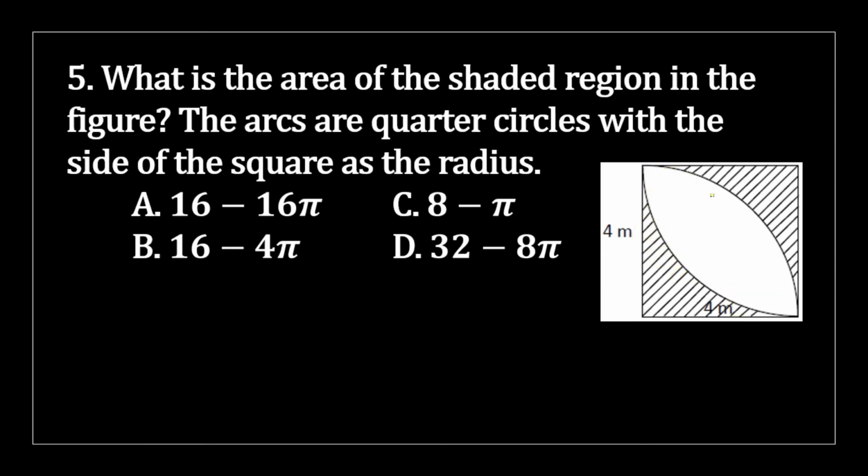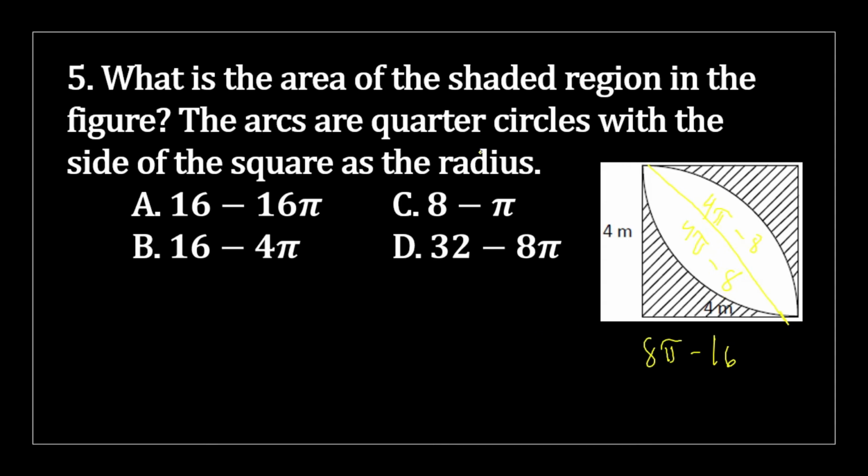So this is 4 pi minus 8, and this is 4 pi minus 8 as well. So if we combine this, we have 8 pi minus 16. Okay, that's it.